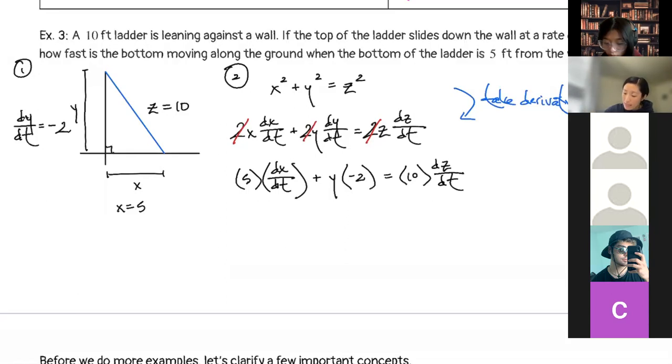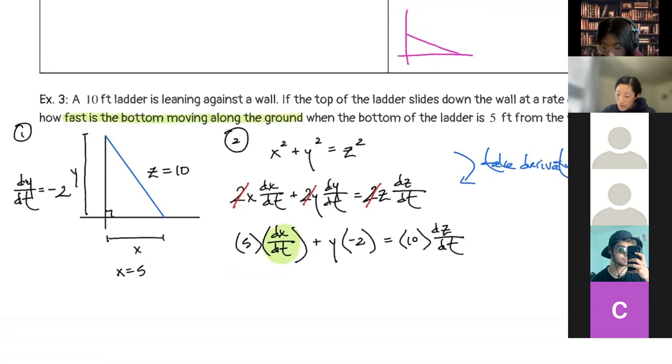Yeah, the question is asking for dx/dt, and we would know that because it says, how fast is the bottom moving along the ground? So that green highlighted part means dx/dt. Well, if dx/dt is what we're looking for, then we better know y and we better know dz/dt. Otherwise, we can't answer the question. Sometimes we have to use the information we have to find some of the other pieces, okay?